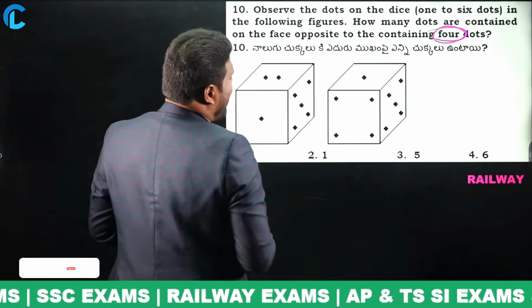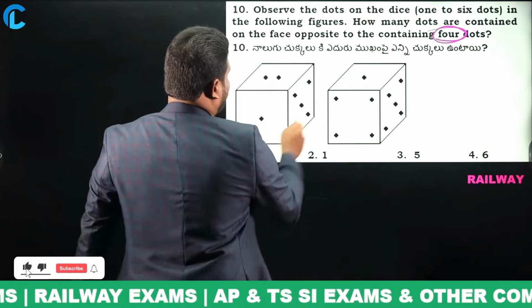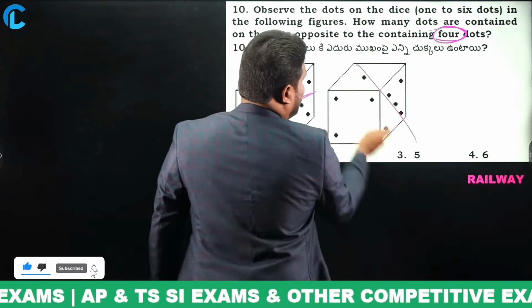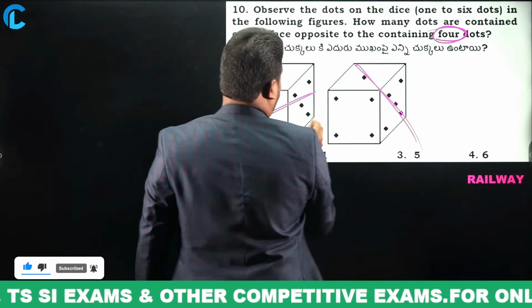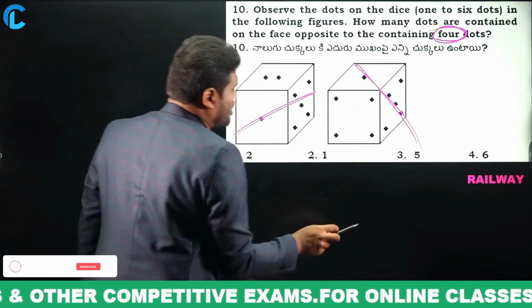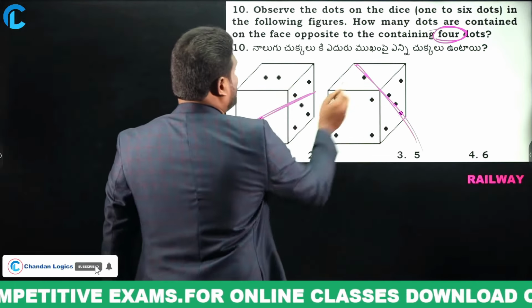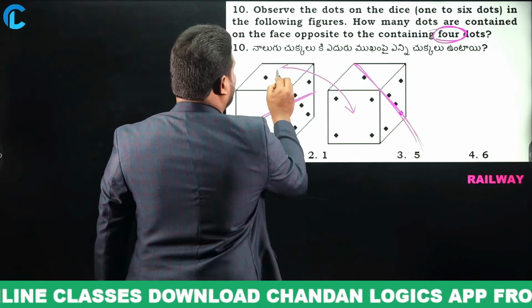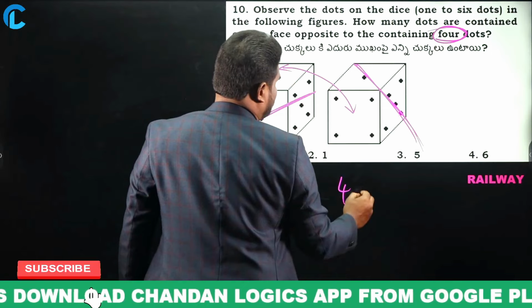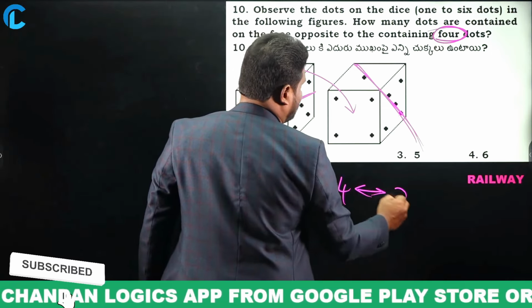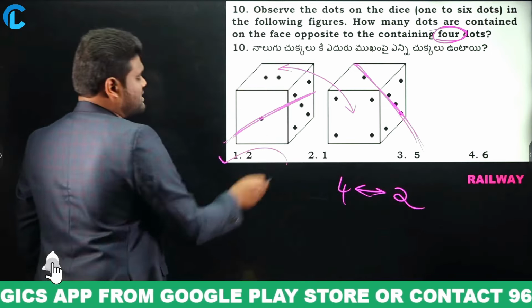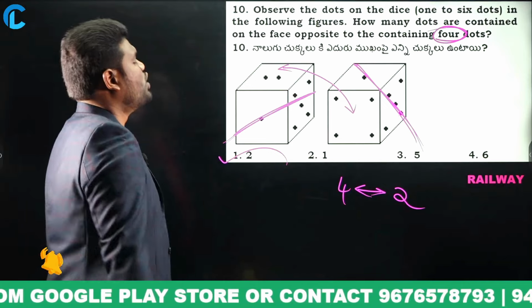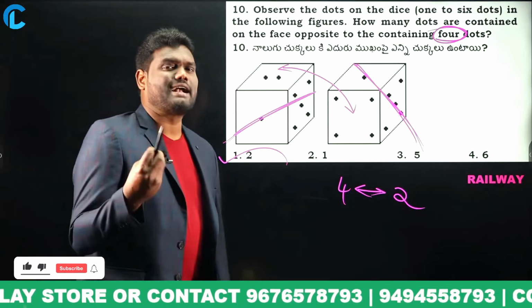Now how many elements are common? Look here, 5, 1, and here 5, 1. So 5 dots, 1 dot are common. Then simply I can say when 2 elements are common, the left out surfaces are opposite. Here 2 dots are left, here 4 dots are left, which means 4 dots opposite will be 2 dots. So the answer for this question is 2 dots. Is that clear? Just a matter of fractions of seconds.